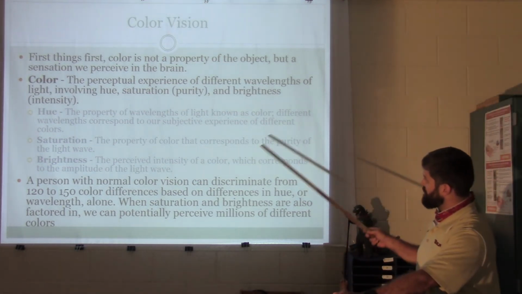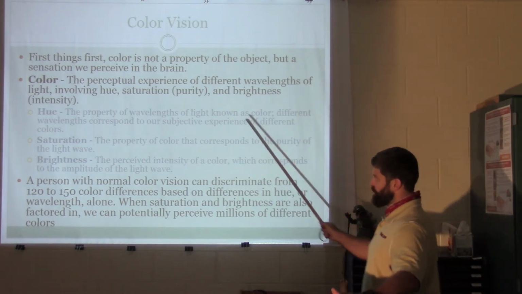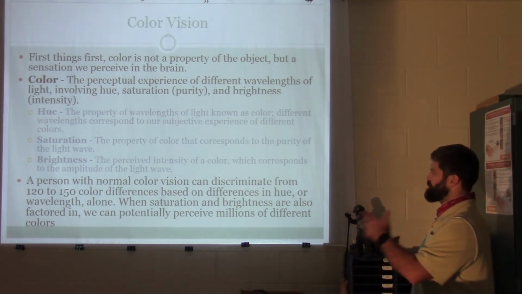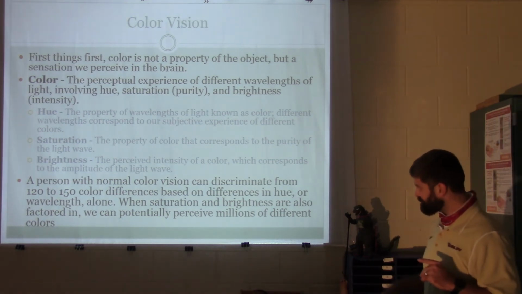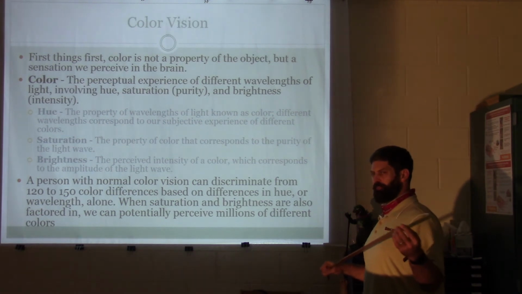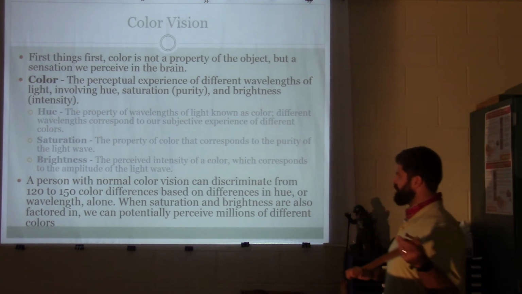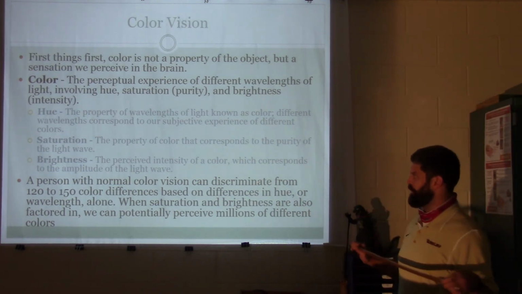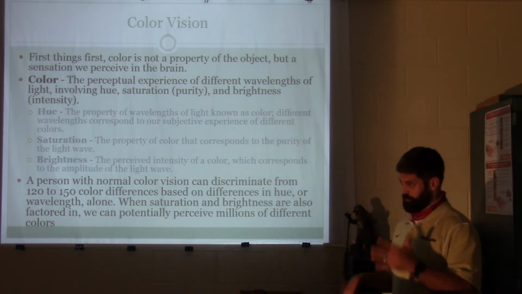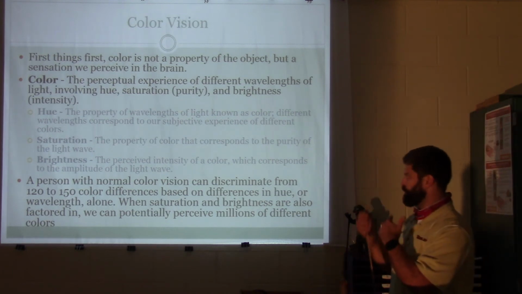So the perceptual experience of different wavelengths of light involving hue, saturation, and brightness. Hue is the property of wavelengths of light known as color. Different wavelengths correspond to our subjective experience of different colors. So this is just different shades of blue, if you will. Saturation, the property of color that corresponds to the purity of the light wave. If the light wave is pure, then you're going to see its true color, its true saturated color. And then brightness, the perceived intensity of a color, which corresponds with the amplitude of the light wave.